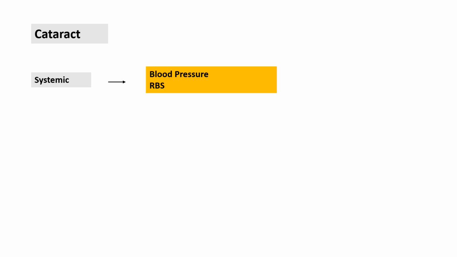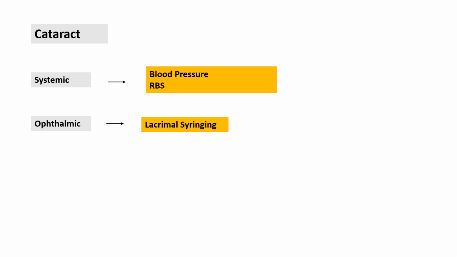Systemic: yes, you want to do blood pressure and RBS to rule out hypertension, so that the blood pressure is controlled prior to surgery. RBS is to make sure that the blood sugars are normal, because with high blood sugars the wound healing might be delayed. And we don't operate when the blood sugars are high, because the chance of infections is high and the risk of endophthalmitis is high if the blood sugars are not under control.